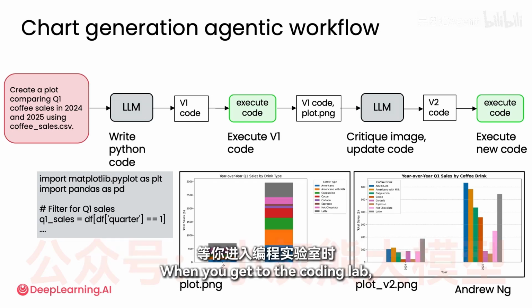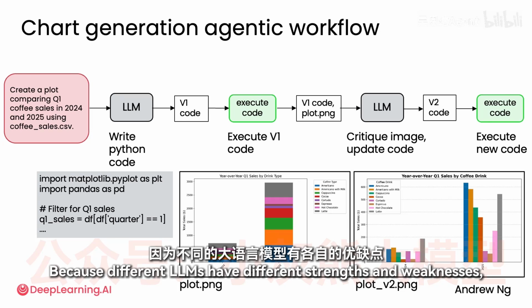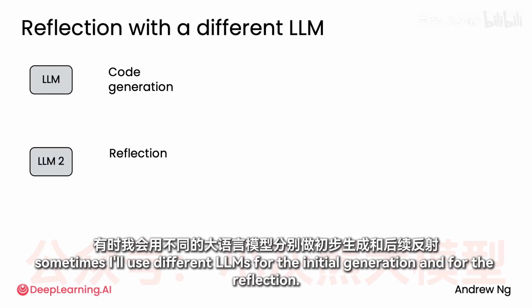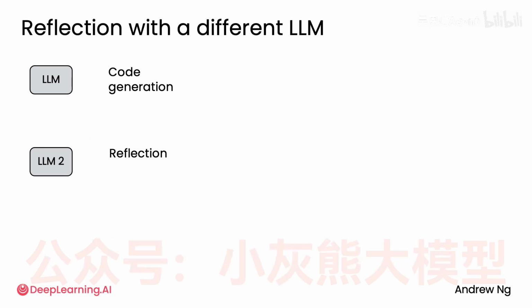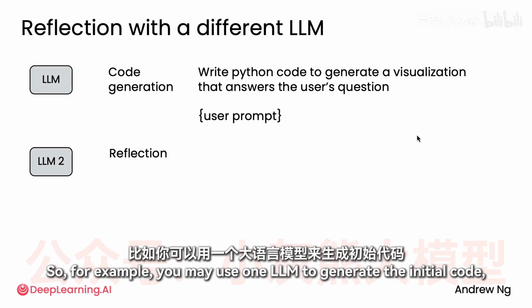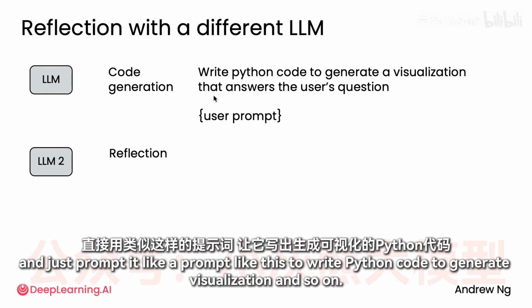When you get to the coding lab, please feel free to mess around with the prompts and see if you can get maybe even better looking graphs in these. Because different LLMs have different strengths and weaknesses, sometimes I'll use different LLMs for the initial generation and for the reflection. So for example, you may use one LLM to generate the initial code, maybe OpenAI's GPT-4 or GPT-5 or some model like that, and just prompt it like a prompt like this to write Python code to generate visualization and so on.